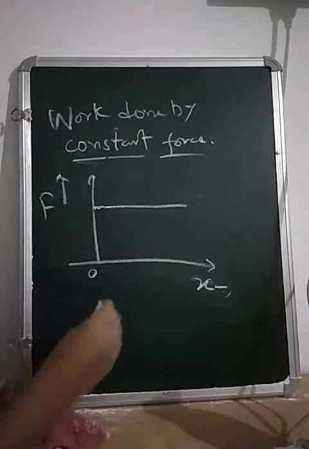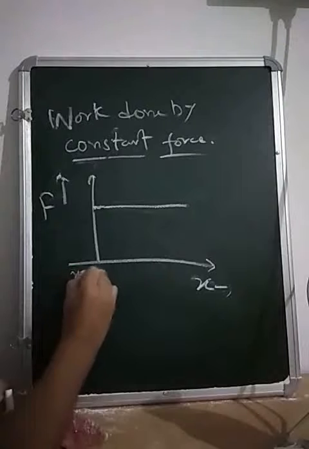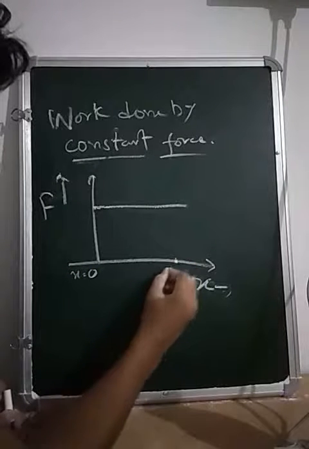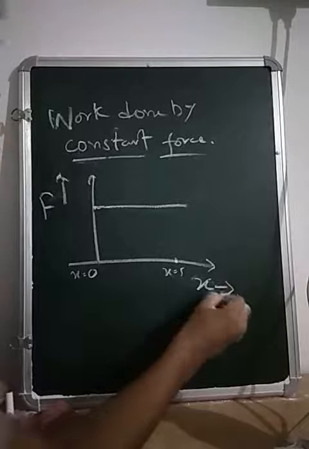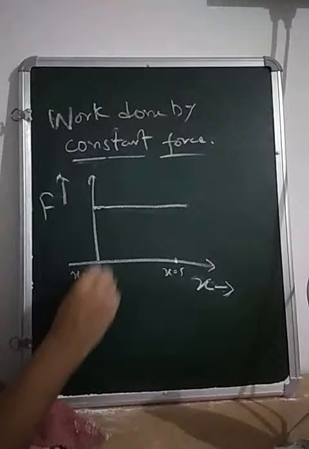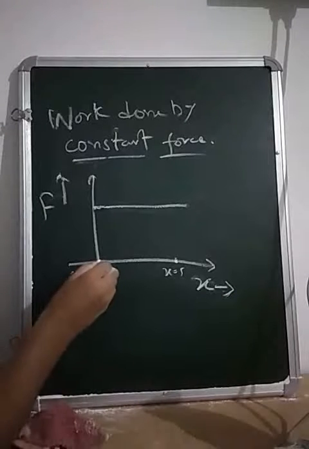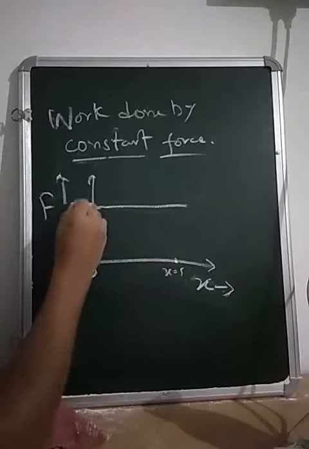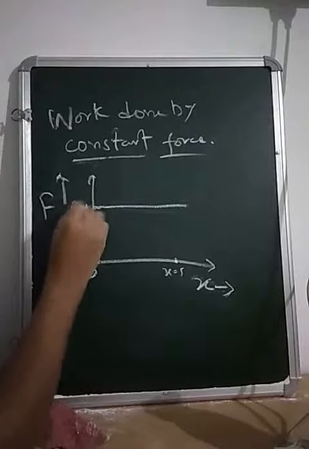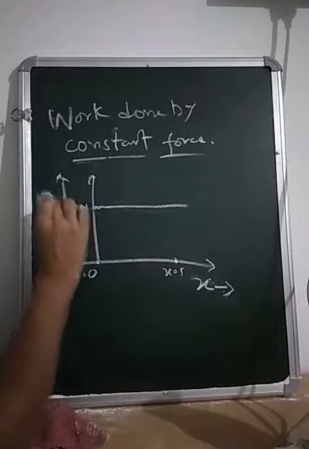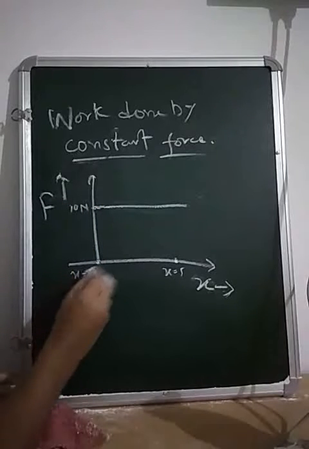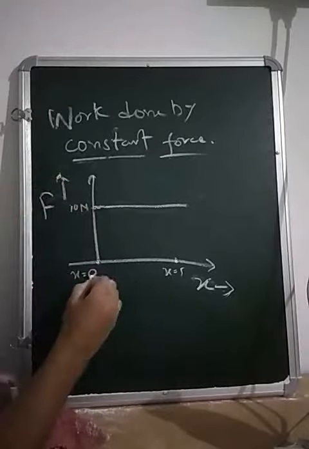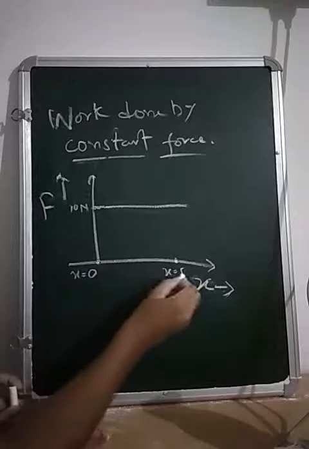Suppose x equal to 0, and say this position is x equal to 5. Suppose we are asked to calculate the work done from this graph, in displacing the object from x equal to 0 to x equal to 5. Suppose this position is 10 Newton. So from this graph we are asked to calculate the work done in displacing the object from x equal to 0 to x equal to 5.